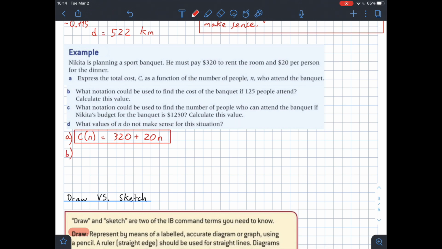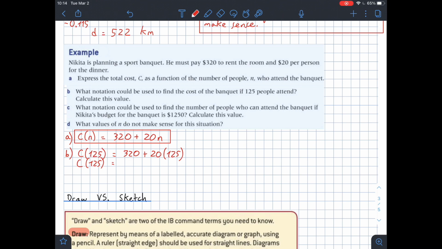Then for part B, it asks what notation could be used to find the cost of the banquet if 125 people attend. Calculate this value. So the notation would be basically C(125). And how do we calculate this value? Basically, we replace the value of N by 125.